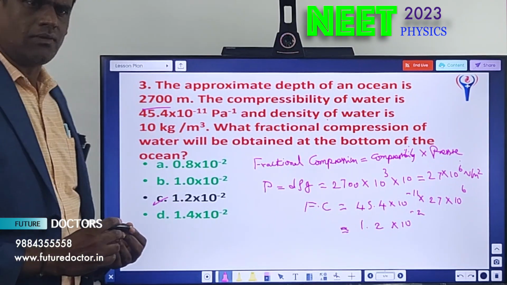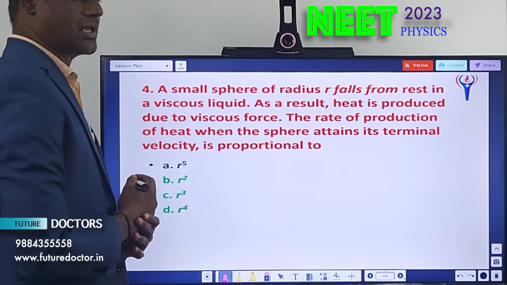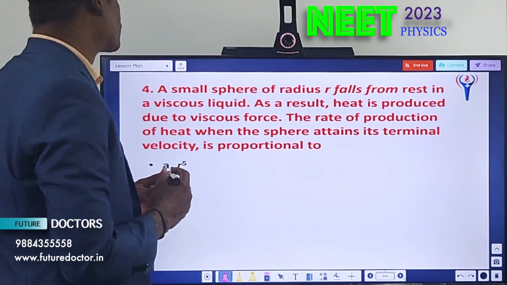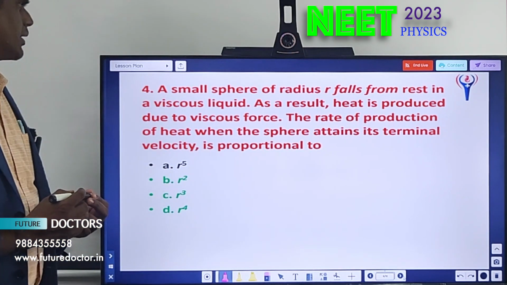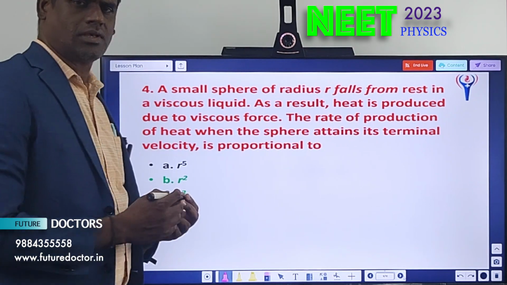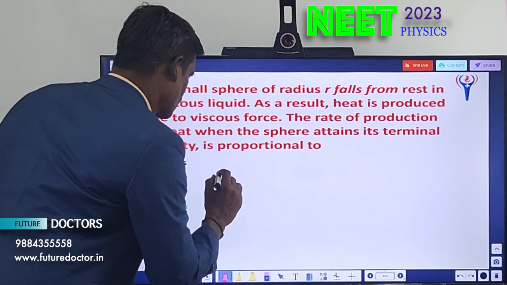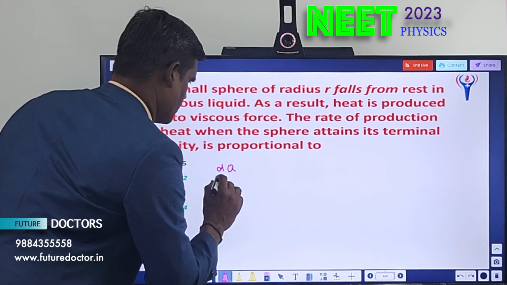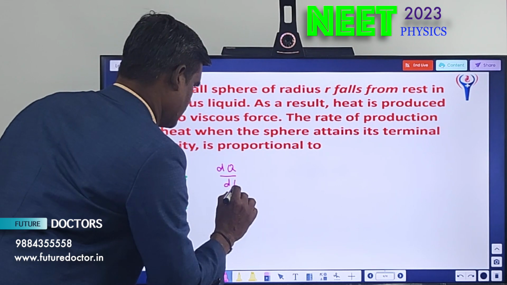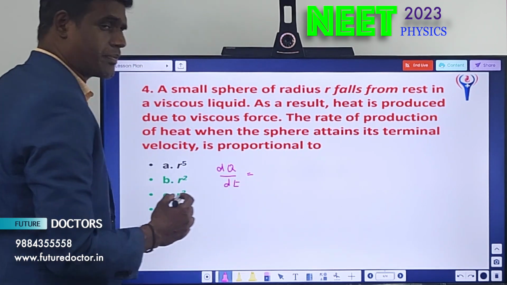Let's move to question number 4. A small sphere of radius r falls from rest in a viscous liquid. As a result, heat is produced due to viscous force. The rate of production of heat when the sphere attains its terminal velocity is proportional to dash. That is the rate of production, dQ by dt, that is equal to power.